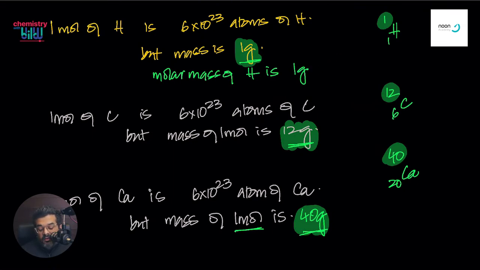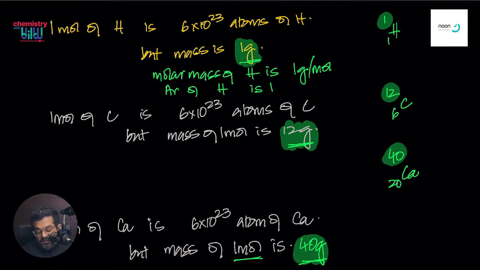That means every mole of hydrogen is 1 gram. But the AR of hydrogen is simply 1. So for example, for carbon, the molar mass of carbon is 12 grams per mole. That means every mole of carbon is 12 grams.